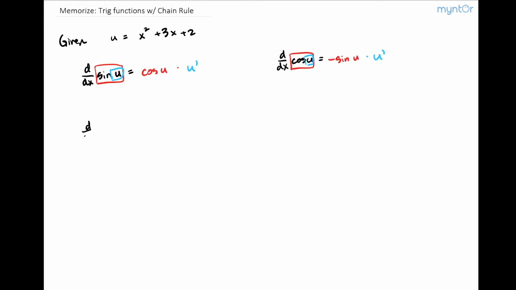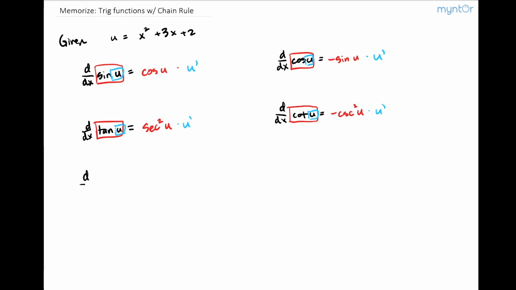Let's say that we're taking the derivative of tangent of u. Hopefully you're starting to notice a pattern here. This would be equal to the derivative of our outermost function, so secant squared u, times our inner function u prime. Let's keep going. Let's say for taking the derivative of cotangent of u. This is going to be equal to the derivative of the outermost function, which is negative cosecant squared of u, times the innermost function, u prime.